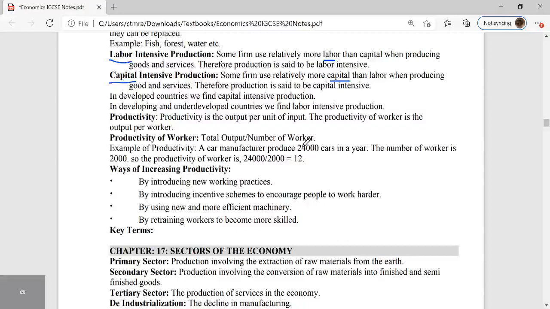Usually they don't go for labor intensive production. Usually they go for capital intensive. You'll find large land. You'll find very few people working over there. Mostly machineries. Okay.